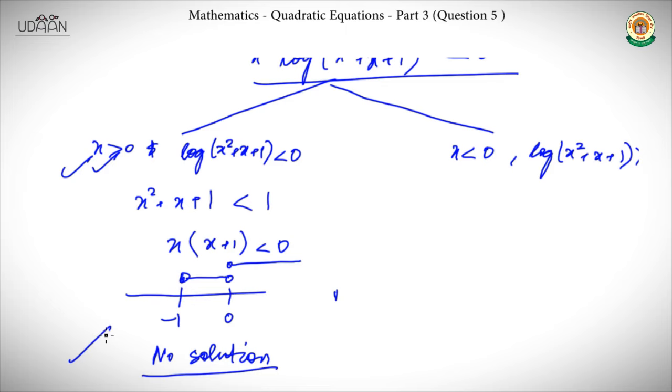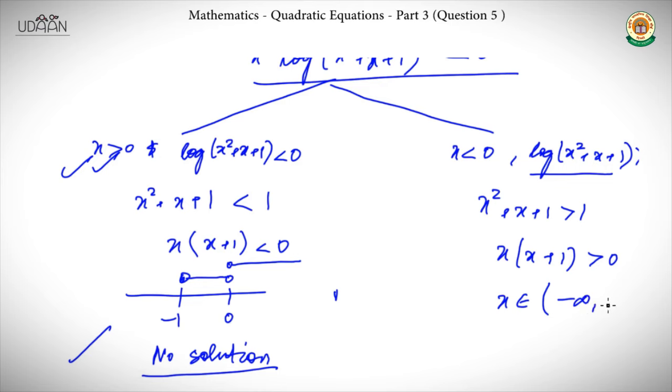For case 2, we know that as log of (x square plus x plus 1) is greater than 0, we have x square plus x plus 1 should be greater than 1. Therefore, x into (x plus 1) is obviously greater than 0. Thus, we get that x belongs to (minus infinity, minus 1) union (0, infinity). So we have minus 1, 0, infinity and minus infinity, and we get it something like this.